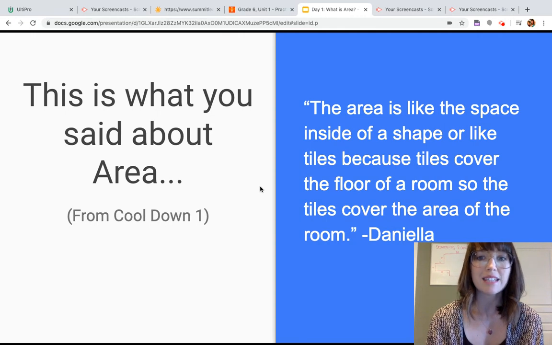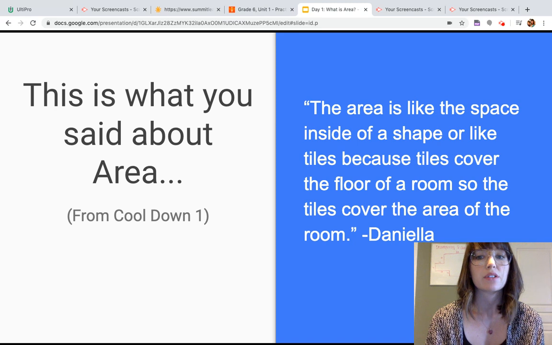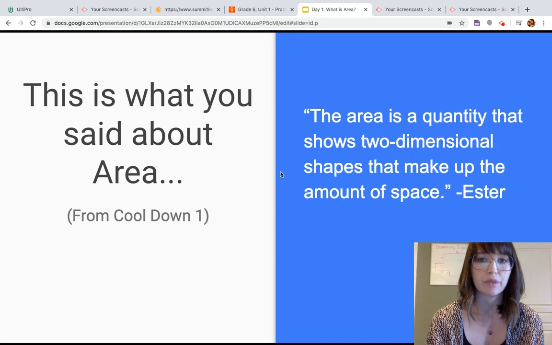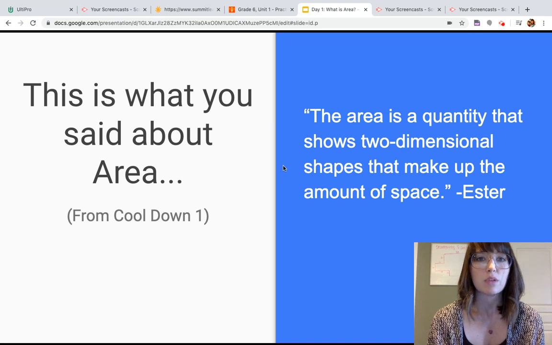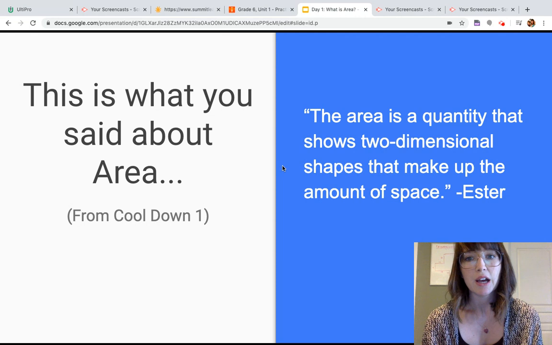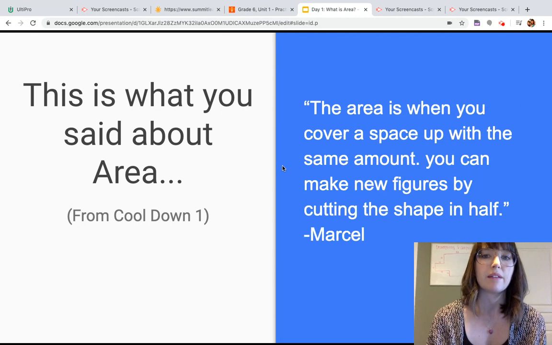So Daniela said, the area is like the space inside of a shape or like tiles because tiles cover the floor of a room, so the tiles cover the area of the room, right? And Esther added on to that. She said the area is a quantity that shows two-dimensional shapes that make up an amount of space. So we know that area isn't what we use for three-dimensional shapes. That's surface area, and that's coming later in the unit. But she highlighted that they take up the amount of space on a two-dimensional plane.